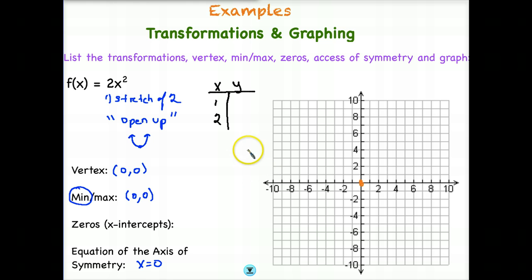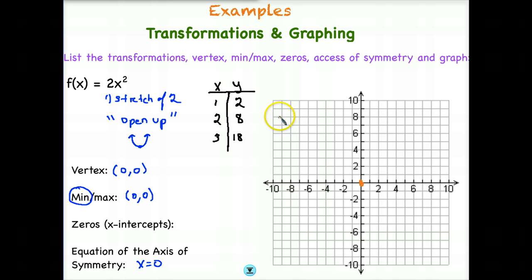So if I take a 1 and I plug this in, remember your order of operations. You have 1 squared, which is 1, and 1 times 2 is 2. Now I'm going to plug in a 2. 2 squared is 4, and 4 times 2 is 8. And just so that you can see that there is no linear pattern, let's try a 3 as well. So 3 squared is 9, and 9 times 2 is 18.